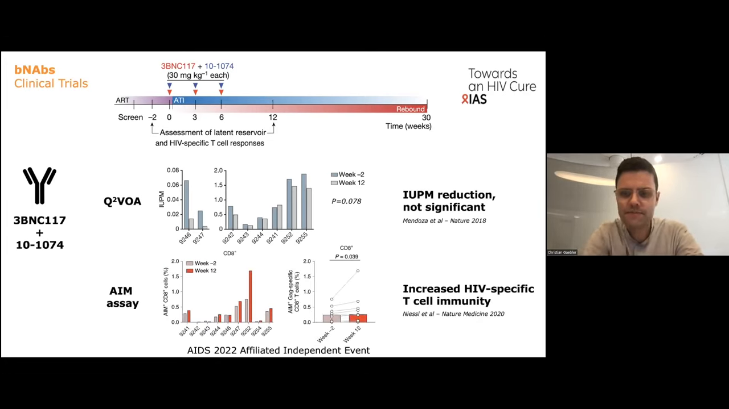But then 2 years later, in collaboration with Daniel Kaufman's group, when we looked more at the aspect of this general stimulation of an adaptive immune response, what Julia Nissel found, when she did activation-induced marker assays, was that in these participants who had been receiving an antibody intervention, there was an increase in GAG-specific and HIV-specific CD8 T-cell responses. So some indicators that what this schematic might suggest could actually be true in these human clinical trials.